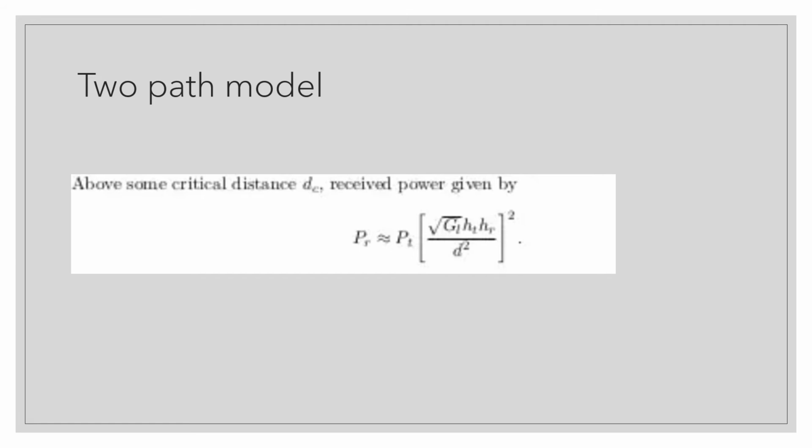And from this slide, we can see the equation for the receive power. As we can see, the power falls off proportionally to d to the power of 4, and it is independent of signal wavelength. And this model is not generally accurate for cities or indoors.